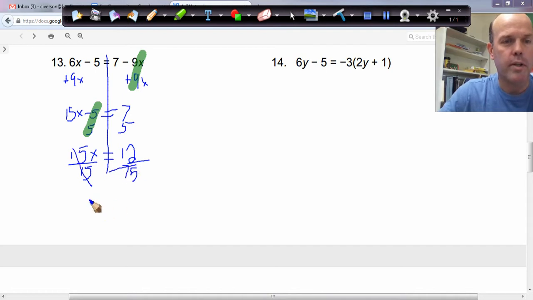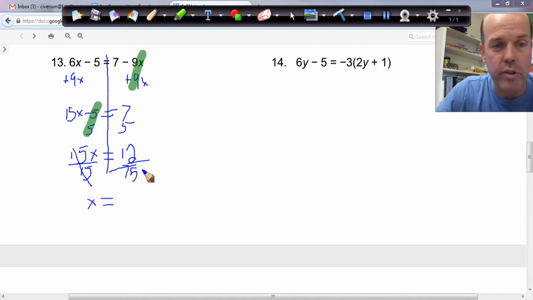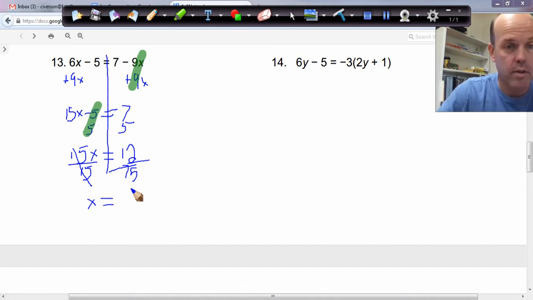Alright, my 15's cancel. And I get x is equal to 12 over 15, but we have to reduce our fraction, so 3 goes into 12 4 times, and 3 goes into 15 5 times. So there we go, 4/5.